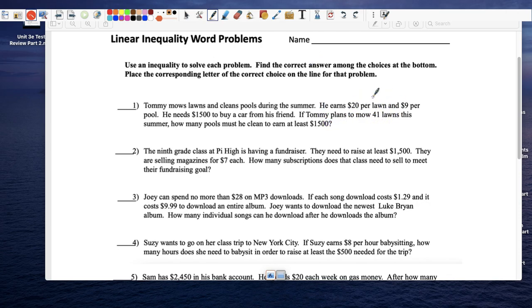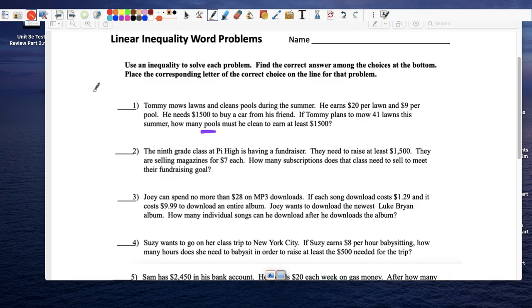So the lawn total we actually can find out, right? 20 times 41. And then $9 per pool. Do we know how many pools? No. So that's going to be our variable, right? That's what we're going to need to find out. And to clean at least 50, to earn at least 1,500. So if he earns anything 1,500 or more.